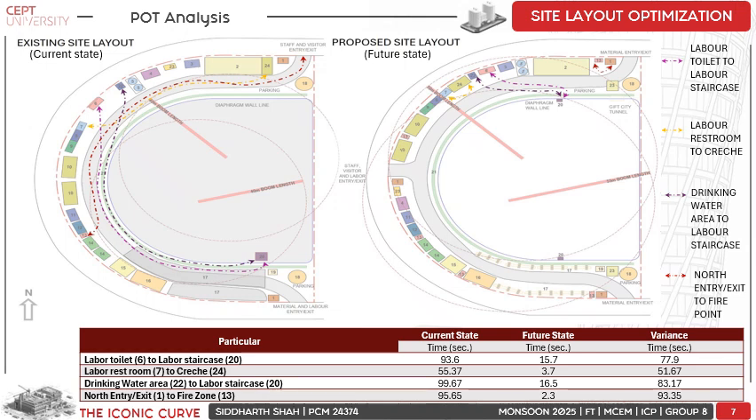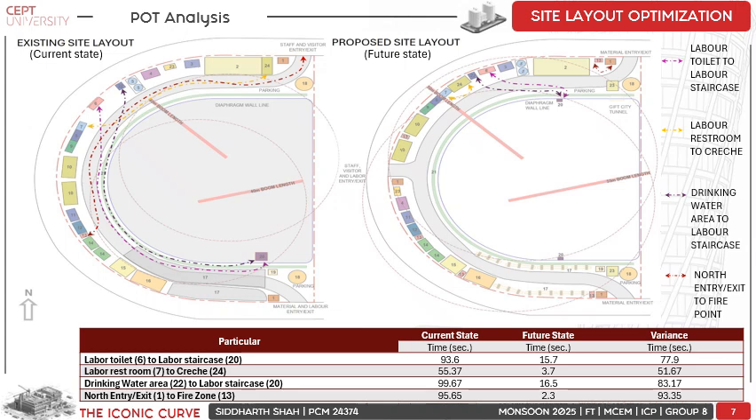For that we assumed the speed of the labor and calculated the travel time in the model. The current time came out to be 93.6, and the future state time, which is the time calculated after incorporating the necessary improvements, came out to be 15.7.